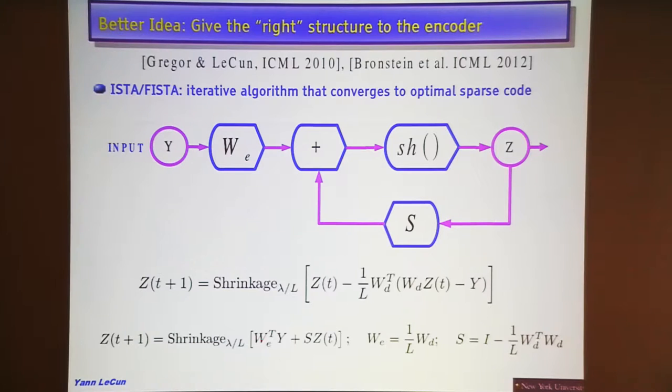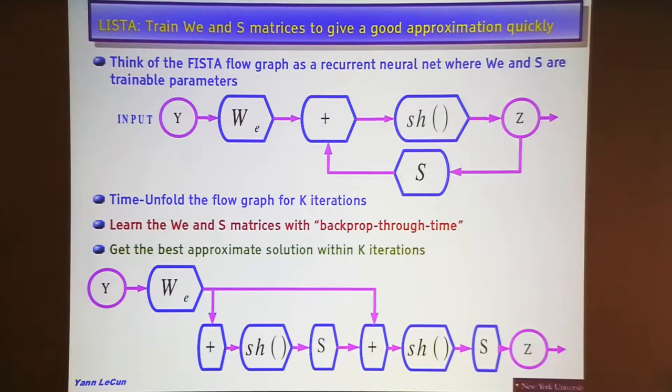Now, it's a little weird because what we get here is a funny kind of recurrent neural net. We have a weight matrix coming in, a shrinkage nonlinearity, and then a weight matrix S, which is the size of this squared, and then we add this to the thing we computed before, shrink again, and iterate that. So how do we train this with backprop? The answer is very simple: we unfold it in time.